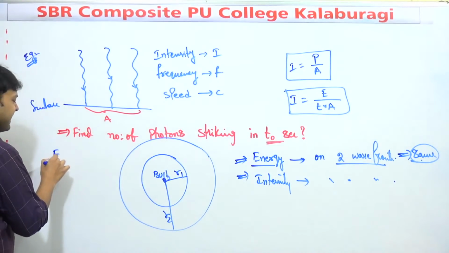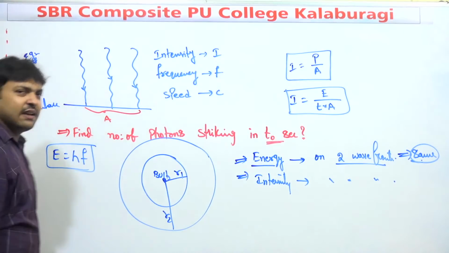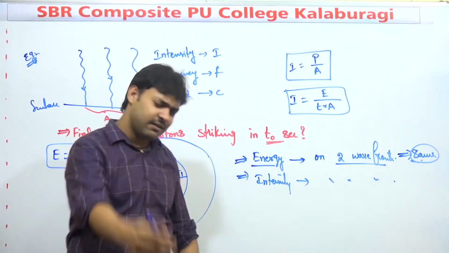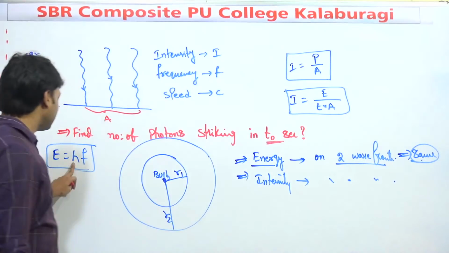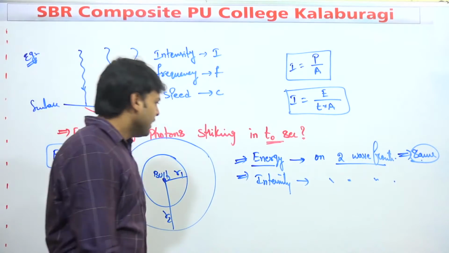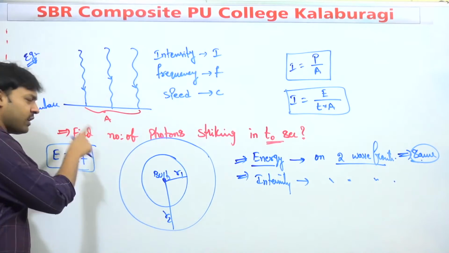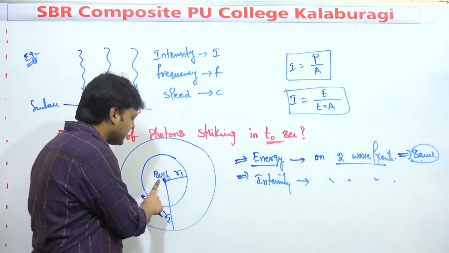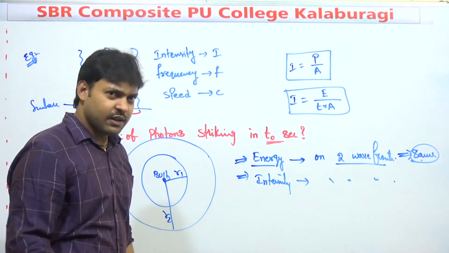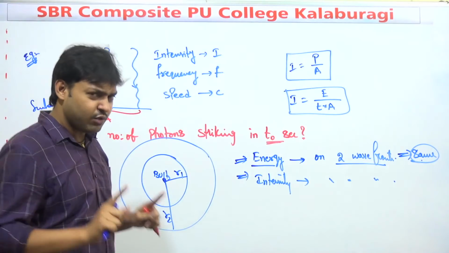E equals hf. In the last class we have seen f is frequency, mu also you can write, don't worry about that. So E equals h times f. What is this f? Frequency. So already we discussed that energy depends on frequency. Now I am not changing any frequency of the source, right? Try to understand it properly and try to write all the points. That will be easy for you to understand, right?